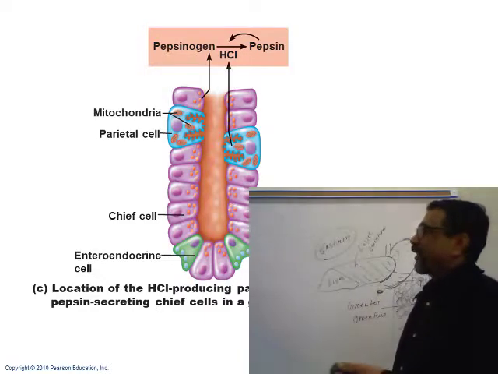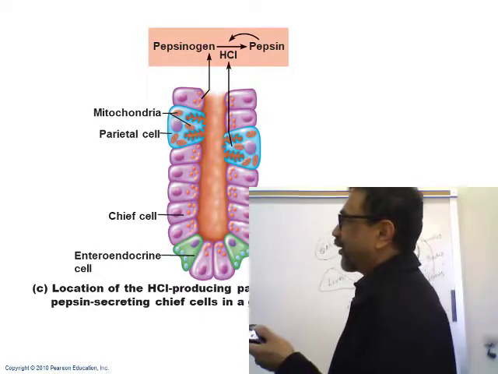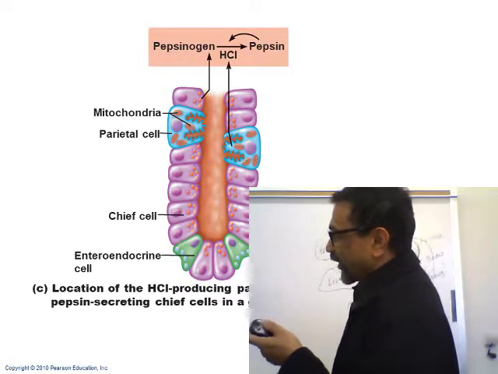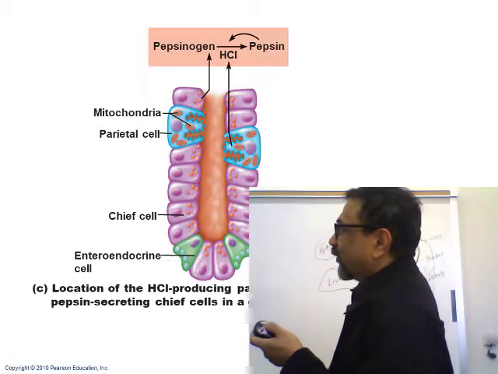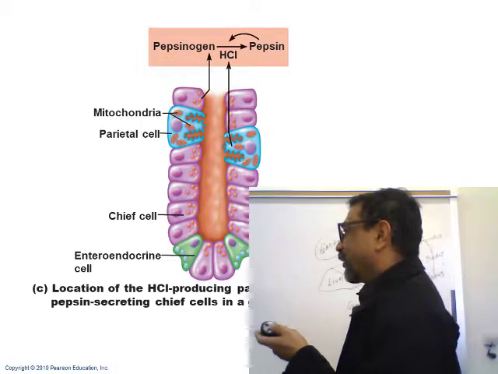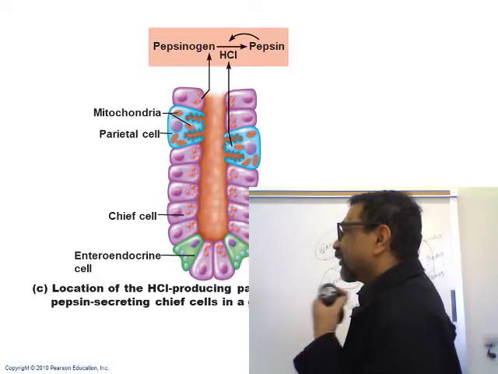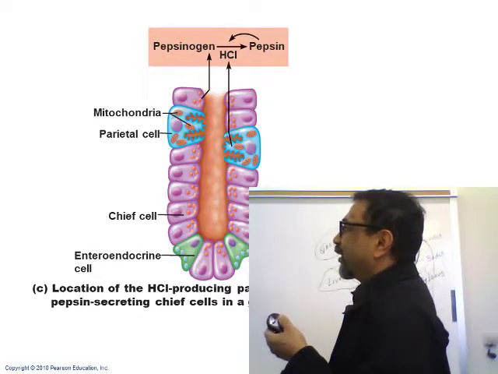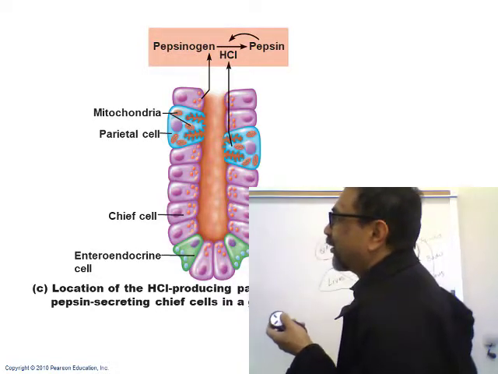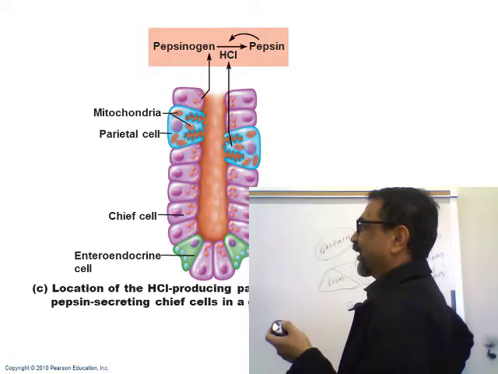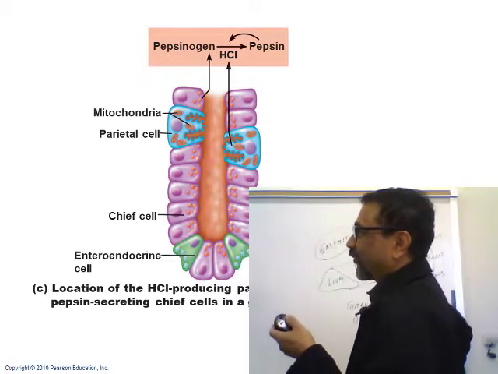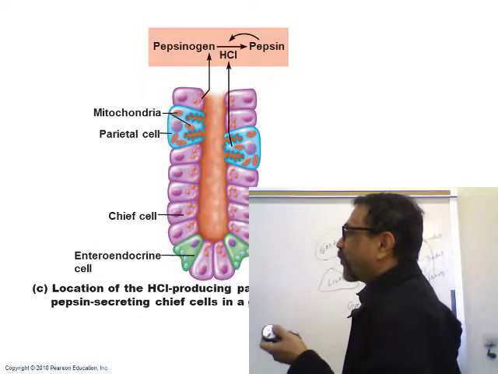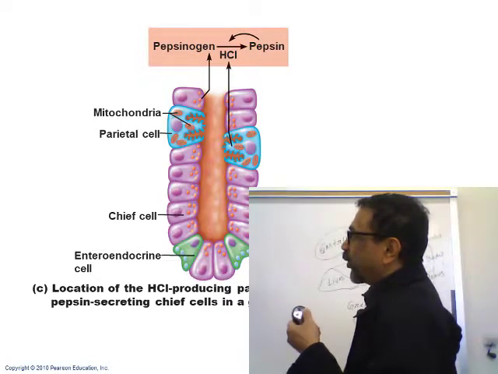So, those are the cells. Here you see the secretion that occurs by the chief cells. That's the pepsinogen. That's the precursor of pepsin, inactive form. Then the parietal cells secrete hydrochloric acid.